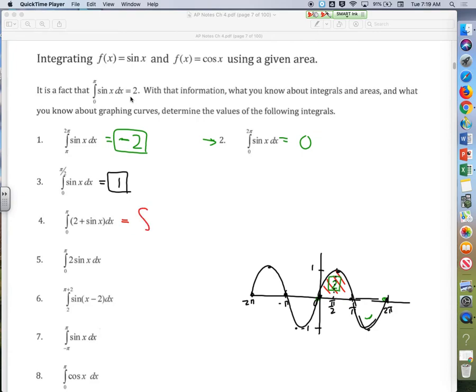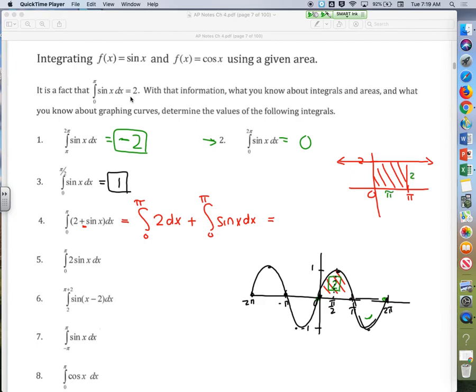For number 4, you actually have to use one of your properties for this. We had a property that said anytime you have addition or subtraction, we can separate this and make this 2. And then sine x. Well, 2, we can graph that. We have a height of 2, and we're finding the area from 0 to pi. So it's just a rectangle. Anytime they give you a constant term, added or subtracted, it's just a rectangle. So that length is pi, that height is 2, so that area is 2 pi.